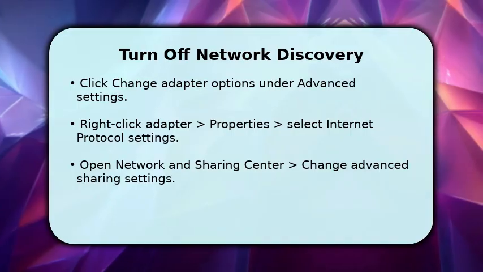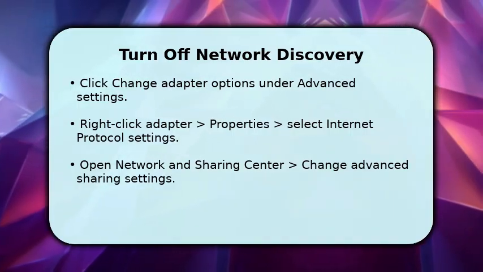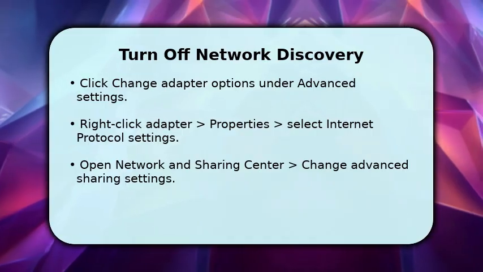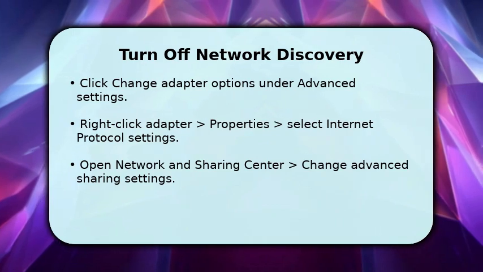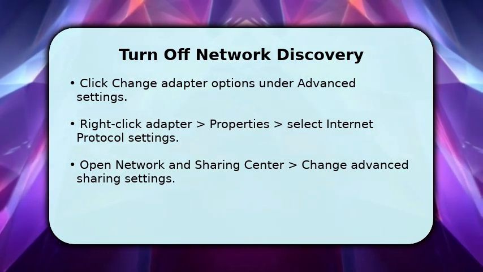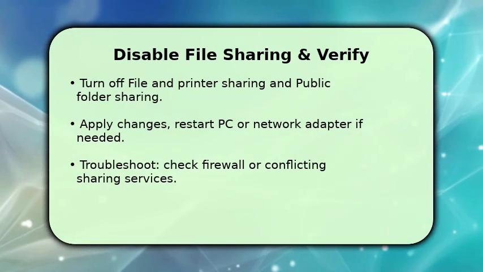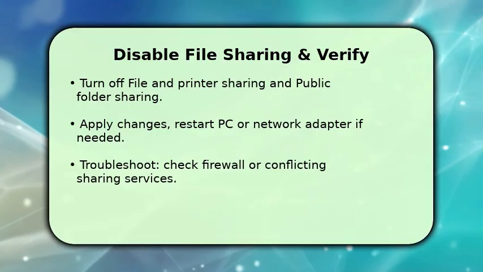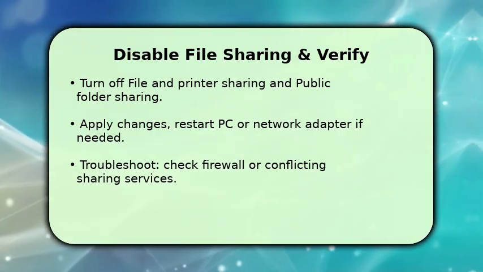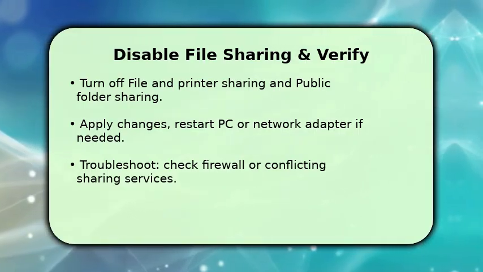Also disable file and printer sharing in the same section. Once done, save changes and confirm the profile is private or public. Finish by turning off file and printer sharing and any public folder sharing entries in Advanced Sharing Settings, then click Save Changes. To ensure the settings take effect, restart your PC or toggle the network adapter off and on.